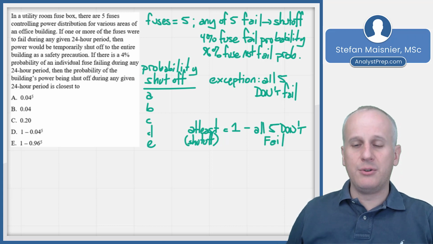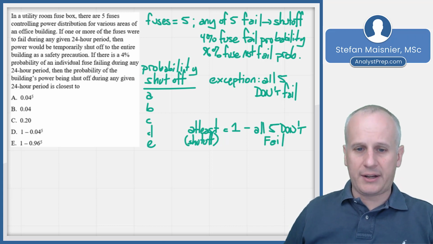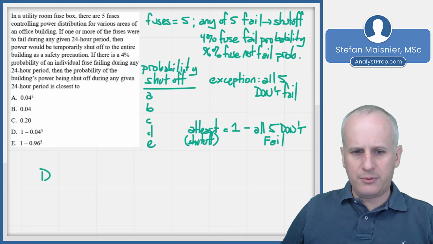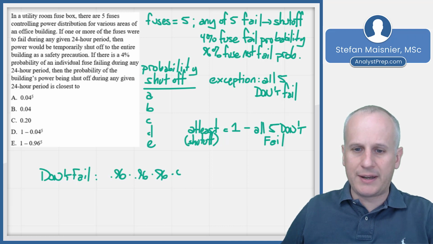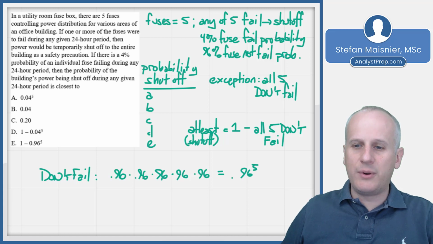So, what we want to do is consider how they're not going to fail. So, we know that our don't fail probability is going to require basically 0.96 for the first fuse, 0.96 for the second fuse, 0.96 for the third fuse, 0.96 for the fourth fuse, and 0.96 for the fifth fuse. And that means 0.96 to the fifth power is going to be that there is no shutoff because none of them failed.